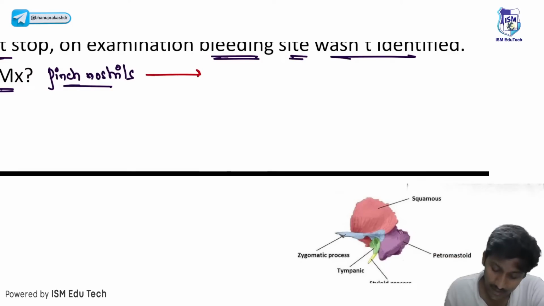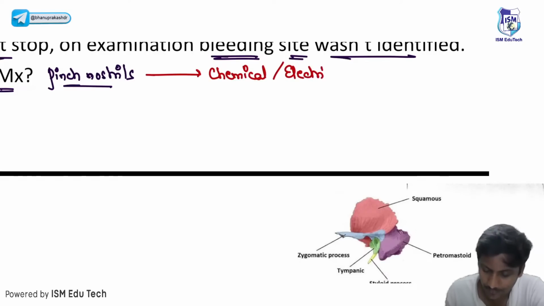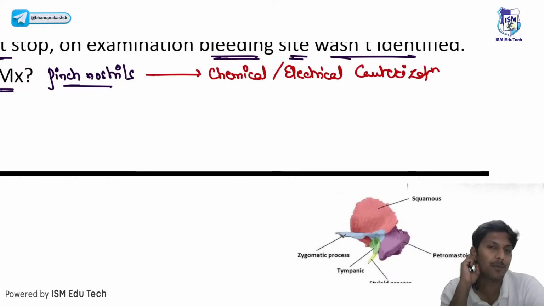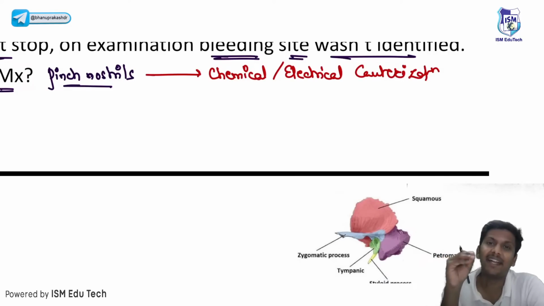If that fails, then definitely go for a chemical or an electrical cauterization. Important is, you need to cauterize either with the help of some chemical or with the help of some electricity. We have discussed cauterization usually in surgery, properly. Then what we need to do is definitely identify the bleeding site.